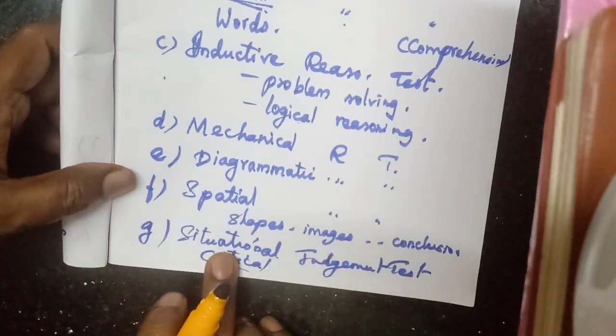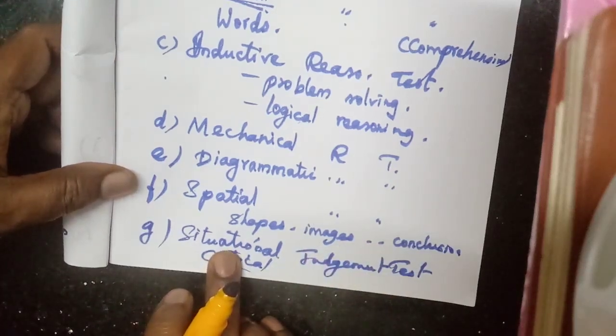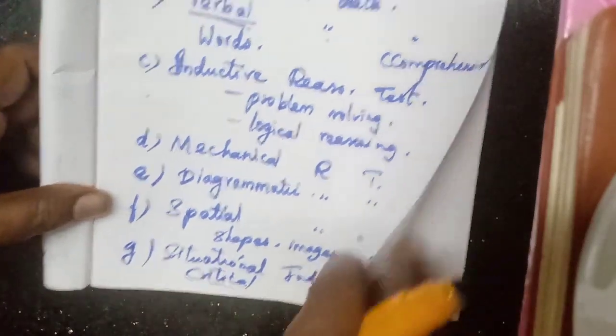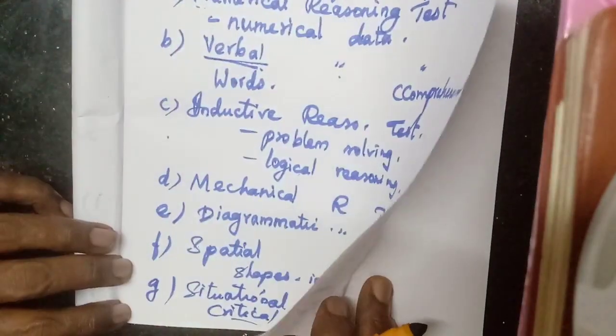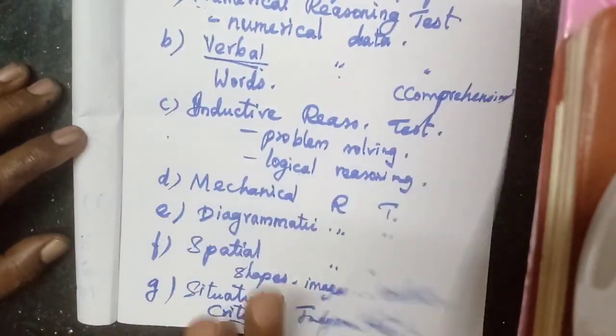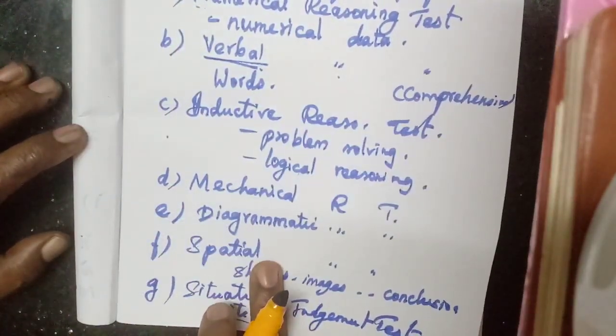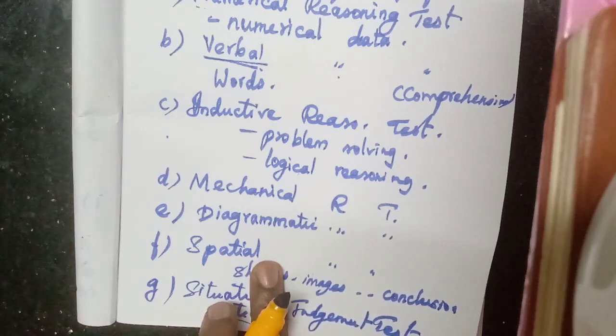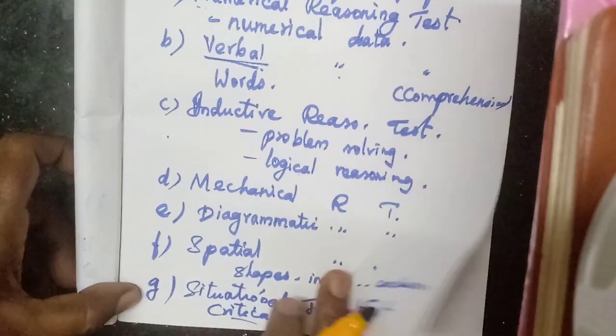They may give some situation, such as: you are in this situation, what will you do? They will give many options and ask them to select any one option. We cannot say that one answer is wrong, but there will be a most suitable answer. That will be selected.